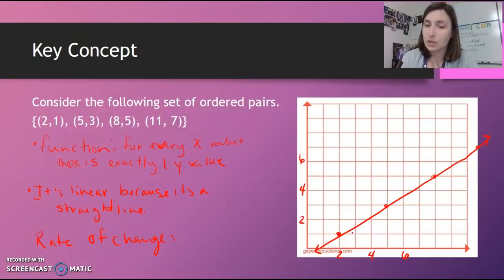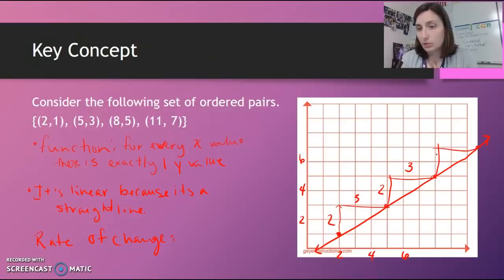In this case, the easiest is to count. So I go up 2 and right 3. And if I check again, it's up 2 and right 3. And once again, up 2 and close to right 3, just because that one was off anyway.